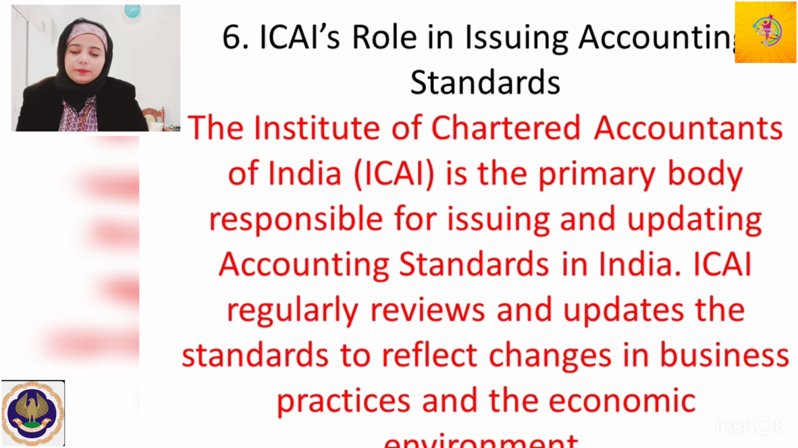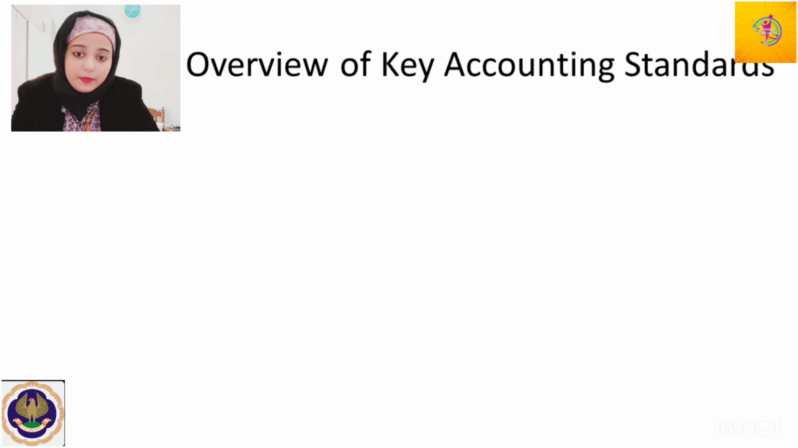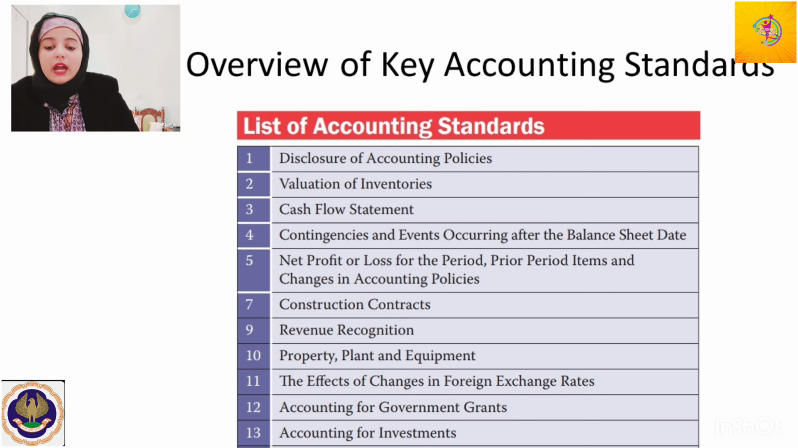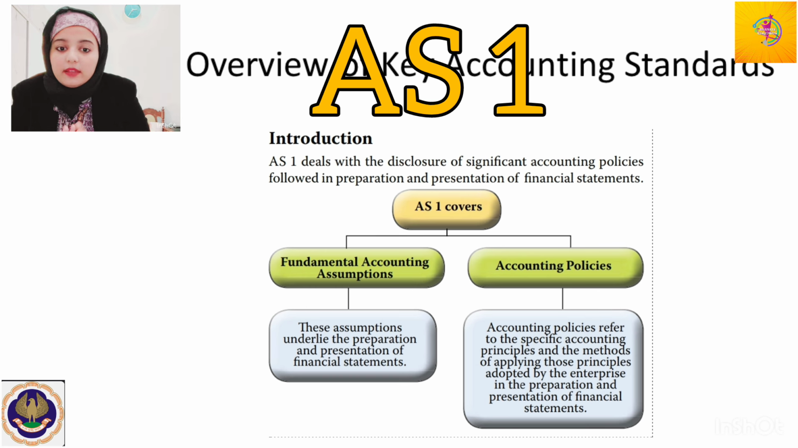Point number 6. ICAI's role in issuing accounting standards. The Institute of Chartered Accountants of India (ICAI) is the primary body responsible for issuing and updating accounting standards in India. Point number 7. Overview of key accounting standards. ICAI has issued 29 accounting standards. Let's go over a few key ones that are essential for your understanding.